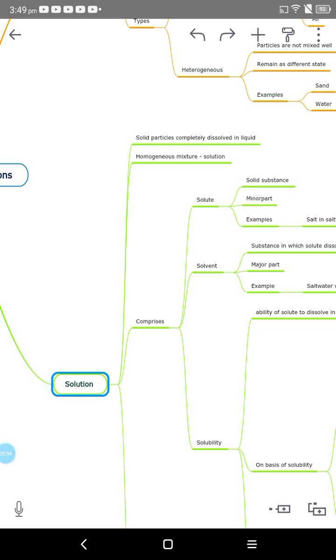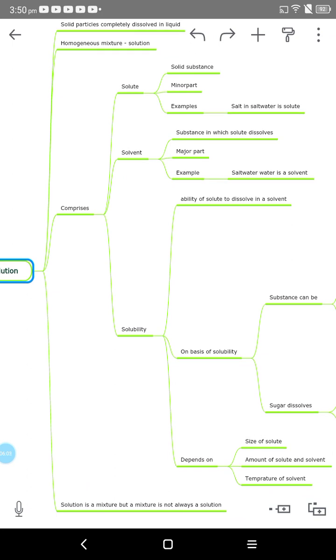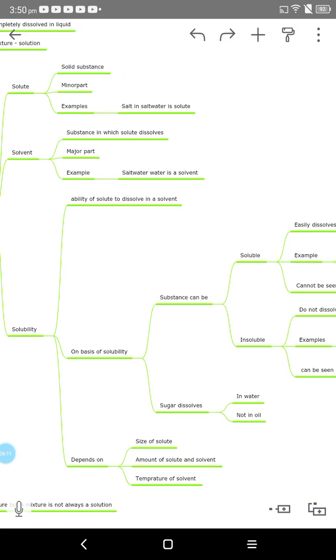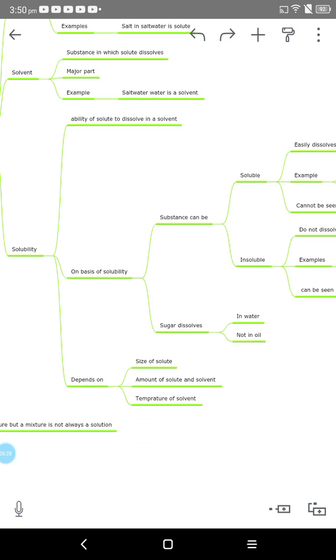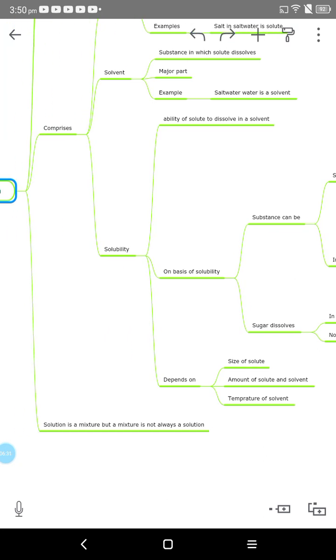A solution comprises solute, solvent, and solubility. Solute is the minor part and solvent is the major part. Solubility is the ability of a solute to dissolve in a solvent. On the basis of solubility, a substance can be soluble or insoluble. Some solutes dissolve in certain solvents. Example: sugar dissolves in water but not in oil. Solubility depends on the size of solute, the amount of solute and solvent, and the temperature of the solvent. A solution is a mixture, but a mixture is not always a solution.